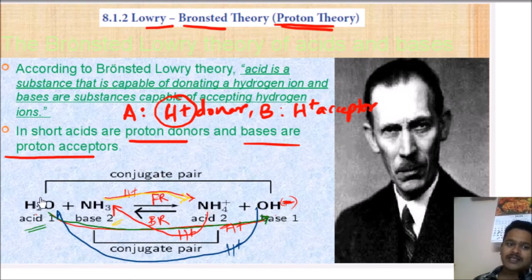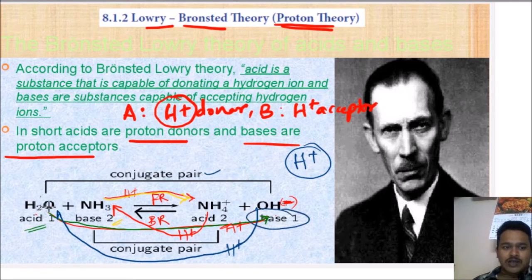So these which differ by one proton, one H plus, are called a conjugate pair. One is an acid, the other one is a base. This is an acid, the corresponding one is a base. So this is called a conjugate acid base pair. This is a base and this is an acid. These two are called a conjugate acid base pair.